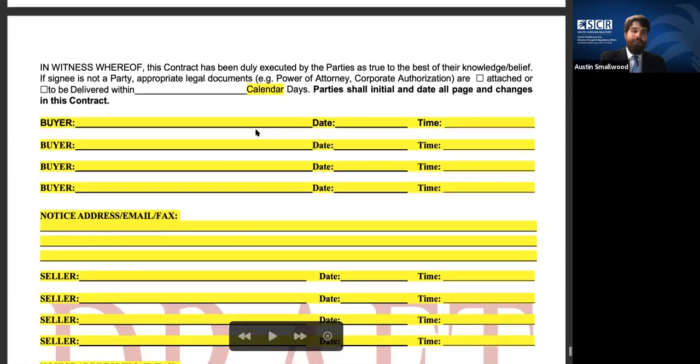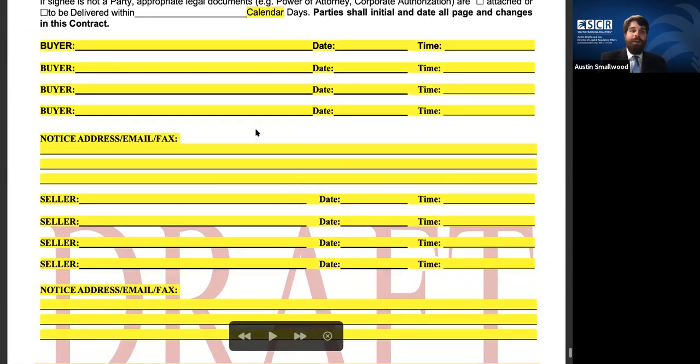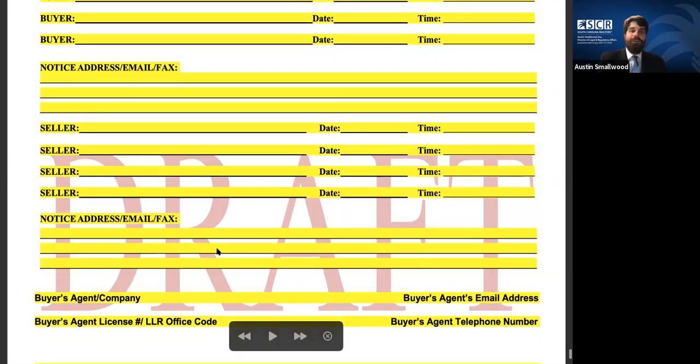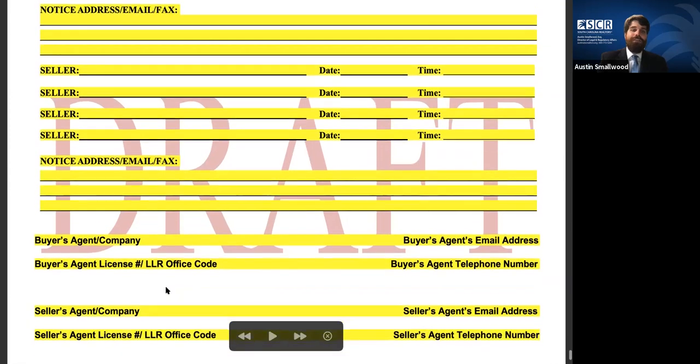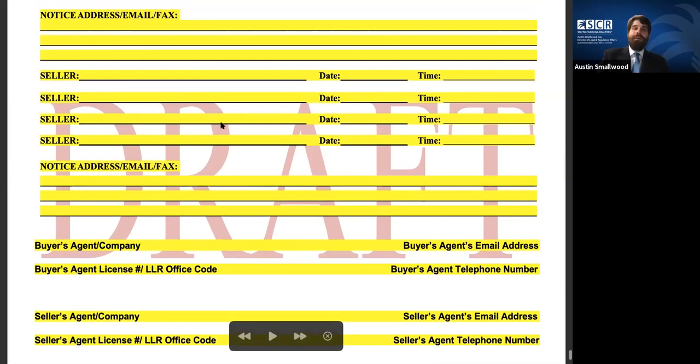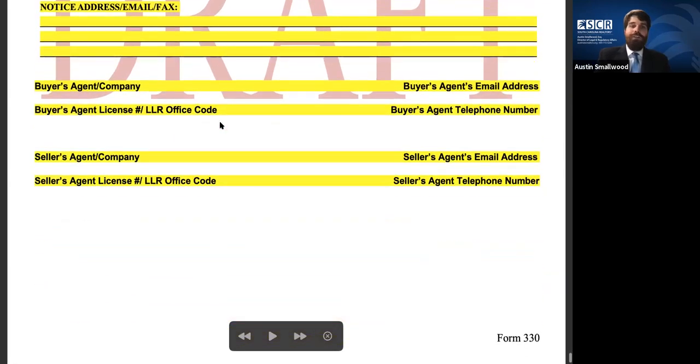Change this again to calendar days. We added 4 buyer lines, 4 seller lines, and we have those notice address, email, and fax lines that I referenced earlier. And then this is where the buyer and the seller's agent will put their relevant information: license number, office code, email, phone number, etc. So those are the form changes that will be effective.